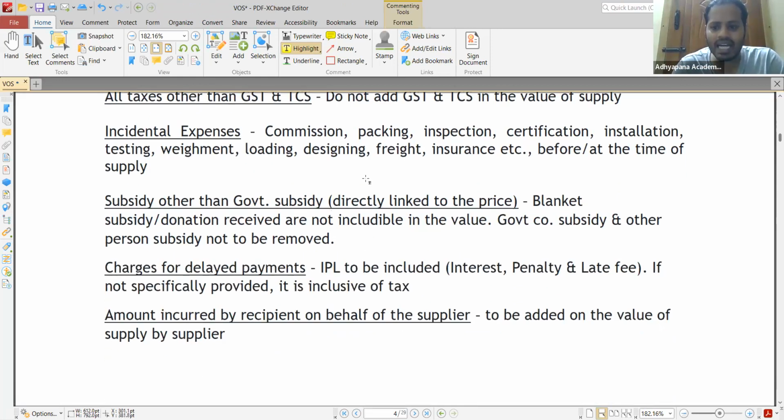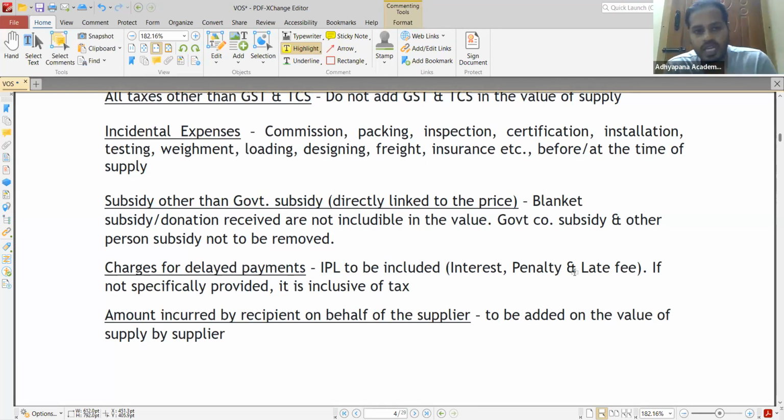Then charges for delayed payments. What does delayed payments mean? It's nothing but IPL. IPL is nothing but interest, penalty, and late fee.